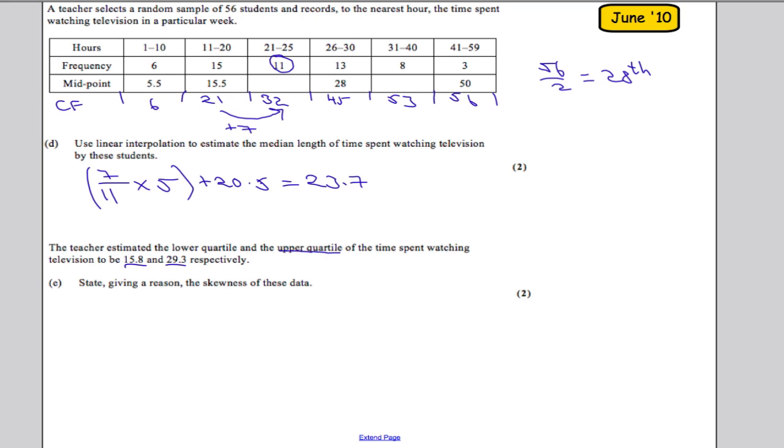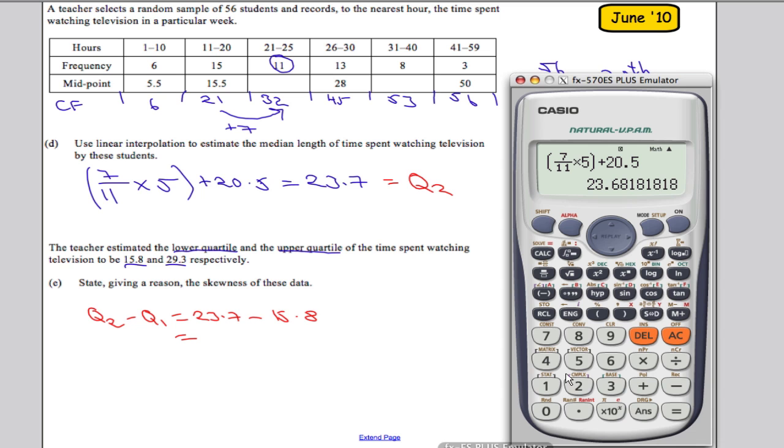The fact it's given you the upper quartile and the lower quartile is a big hint on what you should do. I'm going to compare the quartiles, so I'm going to do Q2 minus Q1. Remembering our median value is Q2, 23.7 minus Q1, the lower quartile, which is 15.8. So 23.7 minus 15.8 gives us 7.9.